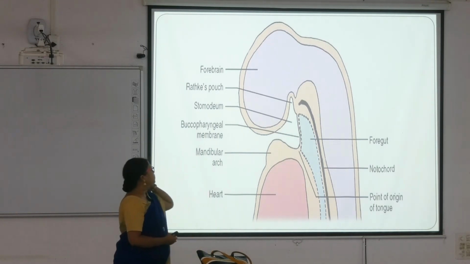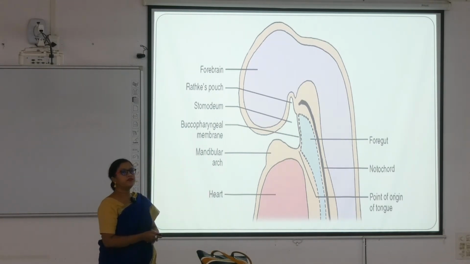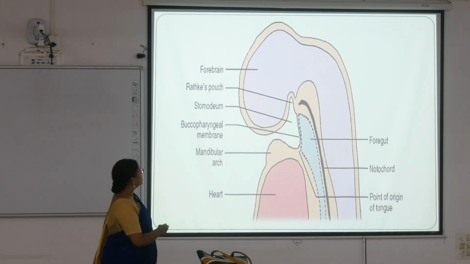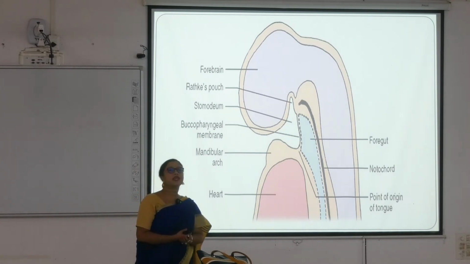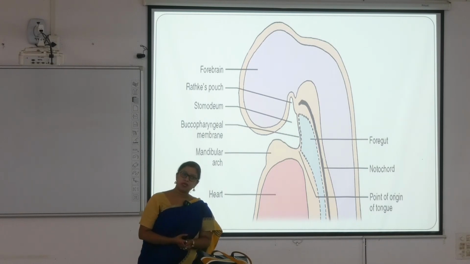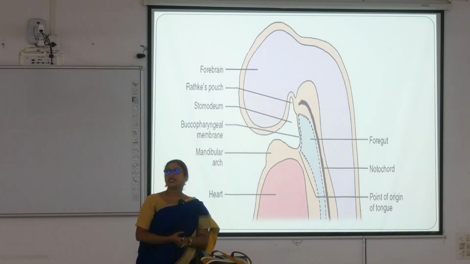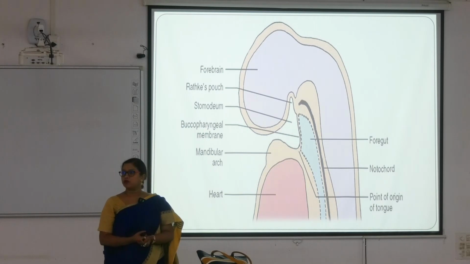In this picture, tell me what are the things you could see? This is the forevein. Just in front of that there is another swelling that is known as Rathke's pouch. Tell me which thing is developed from Rathke's pouch? Do you know? The pituitary gland. Very much important: the pituitary gland develops from Rathke's pouch.